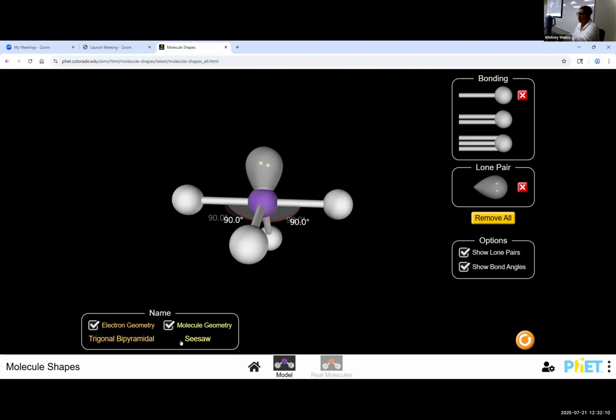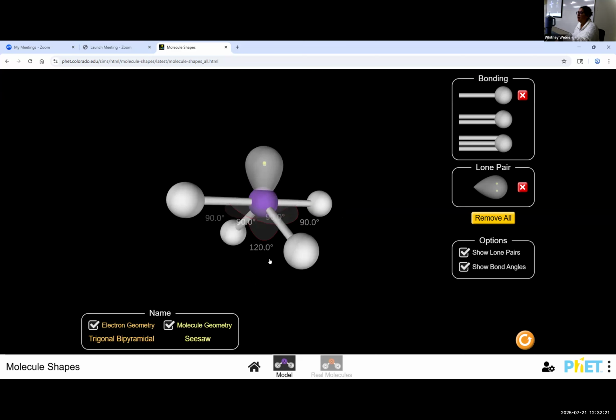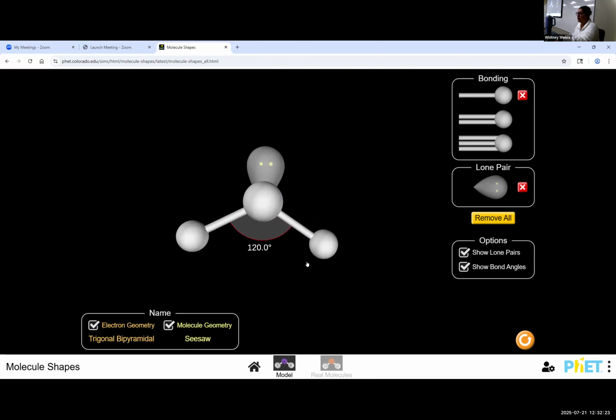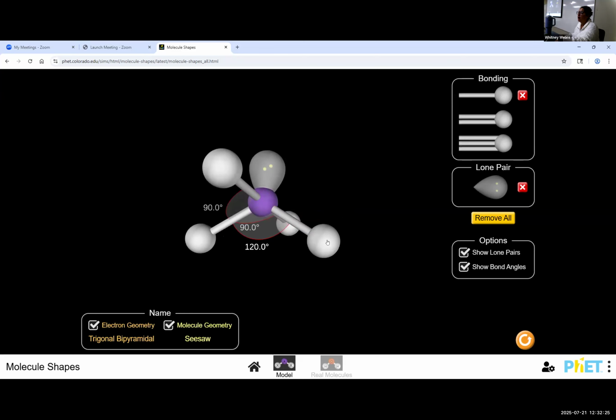So this one is fun because it looks like a seesaw. But once you have one lone pair, it's kind of like seesawing back and forth. This is what's on the playground holding the seesaw together, and then you have this and this. But the lone pair will go somewhere very specific. If I take off another bond, where do you think the lone pair will go?